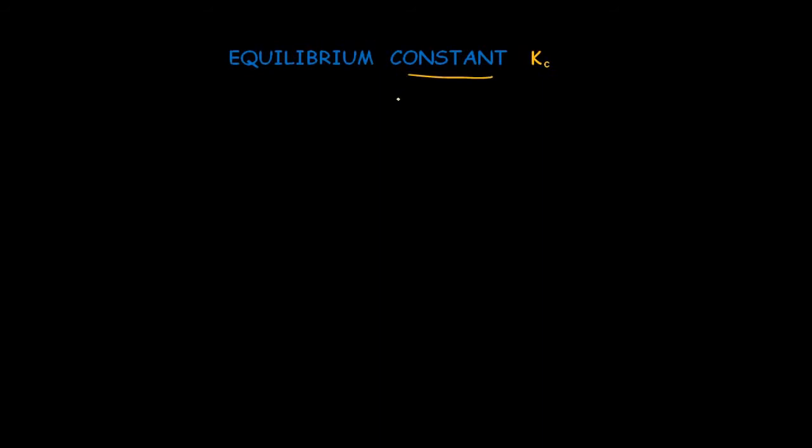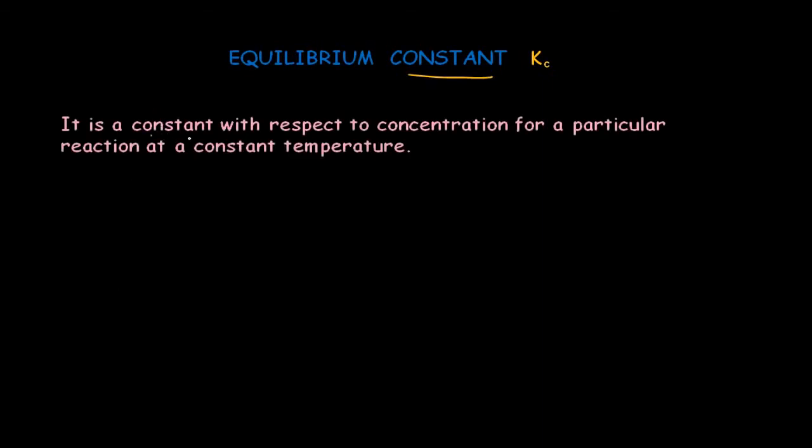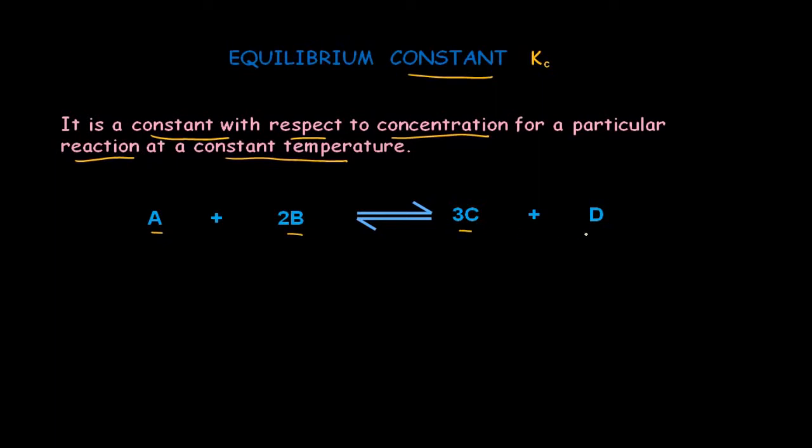In this, let's see first what is equilibrium constant. So it is a constant with respect to concentration for a particular reaction at a constant temperature. Means if we consider any reaction, then at a constant temperature it's a constant. So suppose if we take an example of a reaction, say A plus 2B, which are the reactants, gives the products 3C plus D. Then how to write the equilibrium constant Kc?